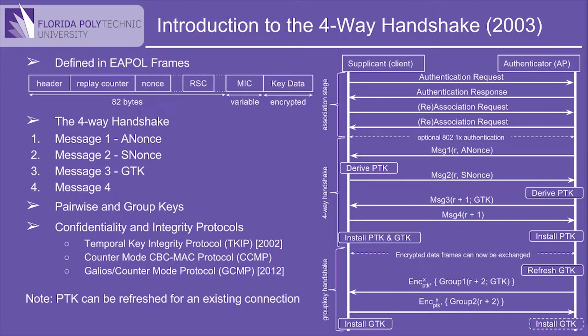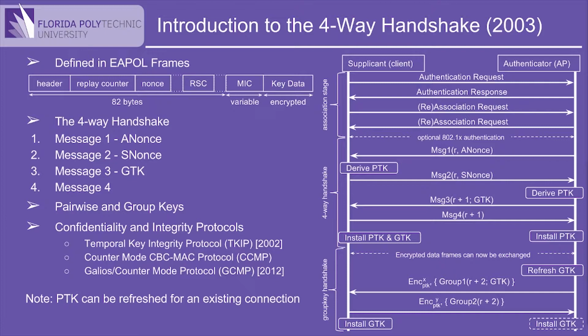the pairwise transient key. After the client derives the PTK, it will send the SNonce to the access point in the second message. When the access point receives the second message, it will derive the PTK and reply with the GTK, the group temporal key, in the third message. When the client receives the GTK, it will respond with a fourth message acknowledging that it received the GTK, and it will then install the PTK and GTK and begin sending encrypted frames. After the access point receives the fourth message, it will install the PTK, as the GTK was installed when the access point was started.